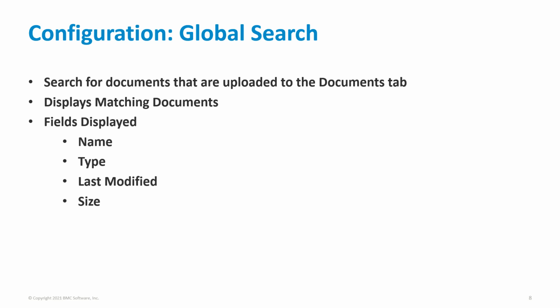Let us see how to configure global search. Search for documents that are uploaded to the document tab. It displays matching documents. The fields displayed are name, type, last modified, and size.